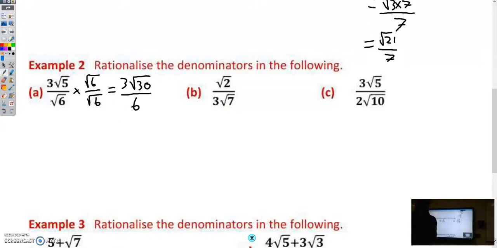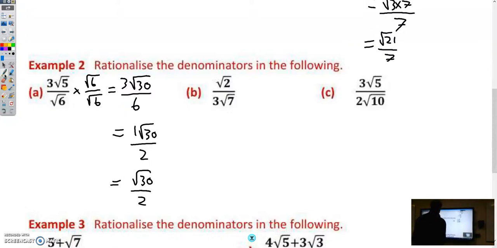Now, while we have rationalized the denominator, this is not our simplest form, because you will see that we have a 3 and a 6, which have a common factor of 3. So, we will rewrite it. 3 divided by 3 is 1 root 30. 6 divided by 3 is 2. So, it's just root 30 over 2.